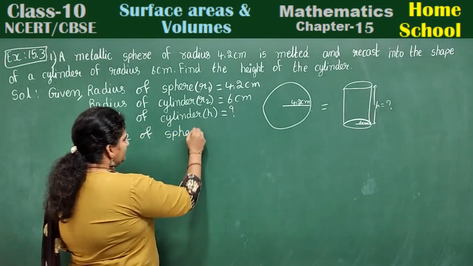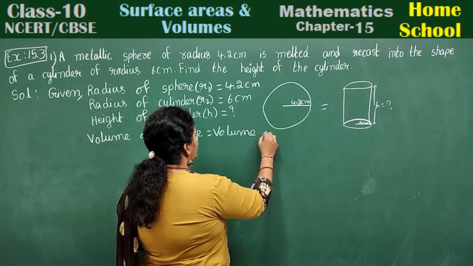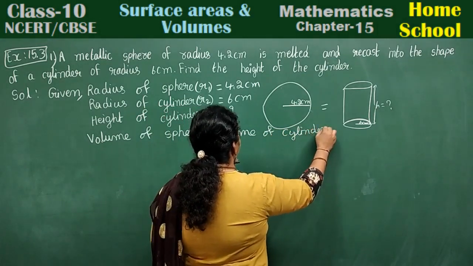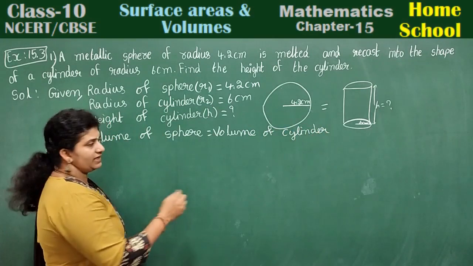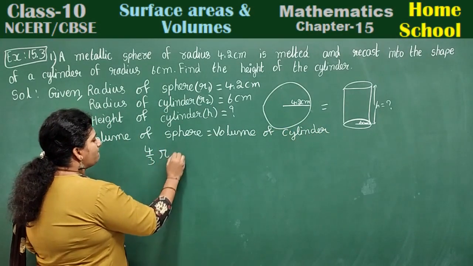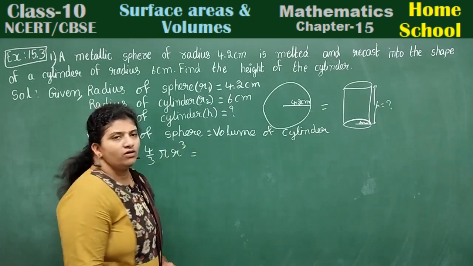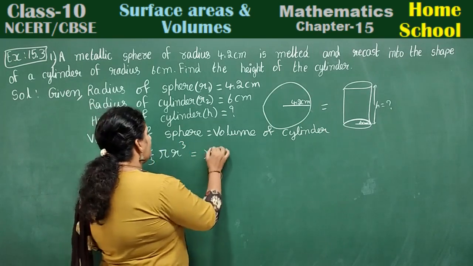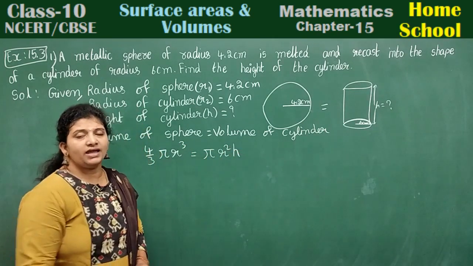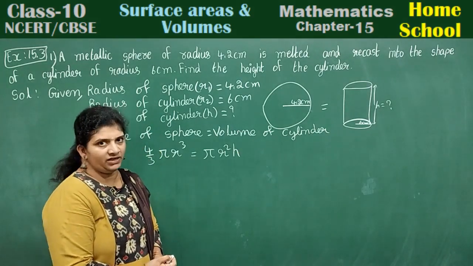Volume of sphere is equal to volume of cylinder. What is the volume of sphere? 4 by 3 pi r cube is equal to volume of cylinder, pi r square h. And as the main heading says, in all problems pi is equal to 22 by 7 given.